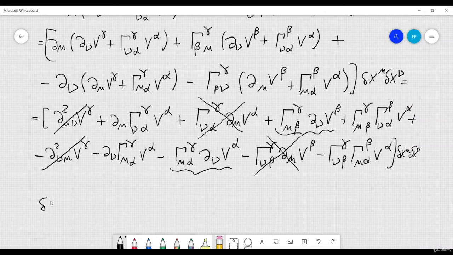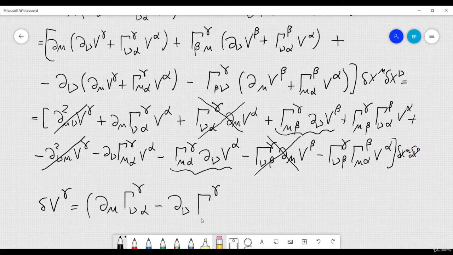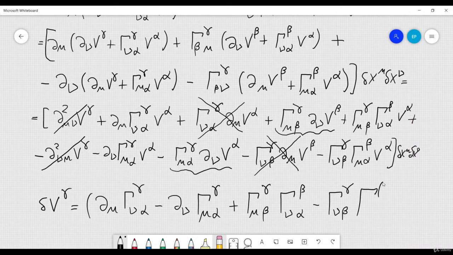So the total change in v gamma can be written like this. It's partial mu Christoffel gamma mu alpha minus partial nu Christoffel gamma mu alpha plus Christoffel gamma mu beta Christoffel beta nu alpha minus Christoffel gamma nu beta Christoffel beta mu alpha. And then here I multiply by v alpha because you can factor it out of those terms.